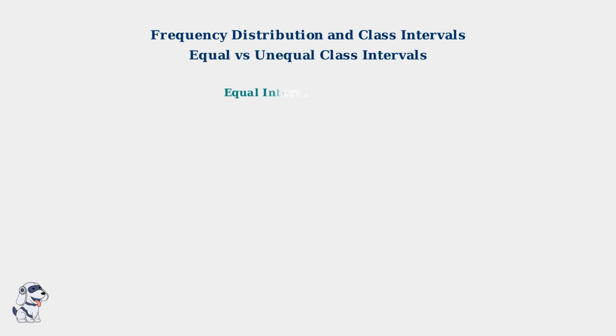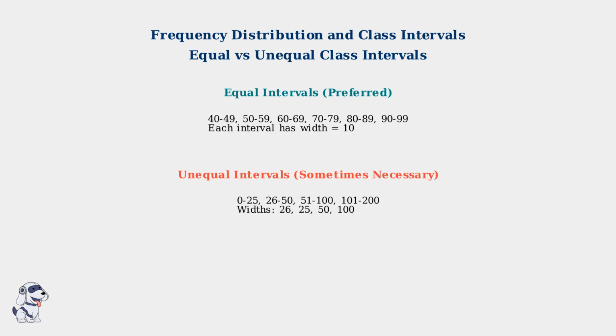When creating class intervals, we generally prefer equal intervals because they make analysis and interpretation easier. However, unequal intervals may be necessary when data is highly skewed or when certain ranges require more detailed examination. Frequency distributions transform raw data into organized, interpretable information. By choosing appropriate class intervals and understanding key terminology, we create the foundation for all subsequent statistical analysis of grouped data.